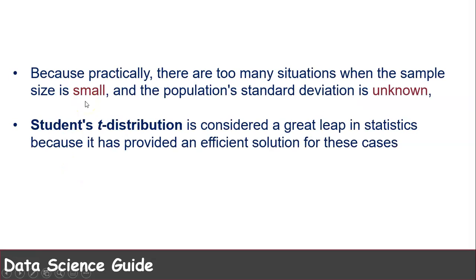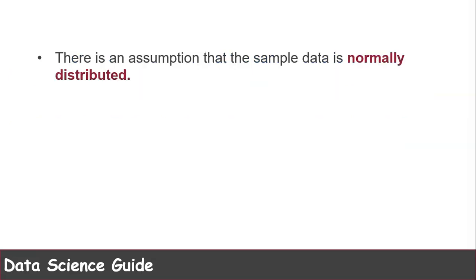Because practically there are too many situations when the sample size is small and the population's standard deviation is unknown, Student's t-distribution is considered a great leap in statistics because it has provided an efficient solution for these cases. We have many situations when the sample size is not so large and the variance is unknown. To use the t-distribution, there is an assumption that the sample data is normally distributed.